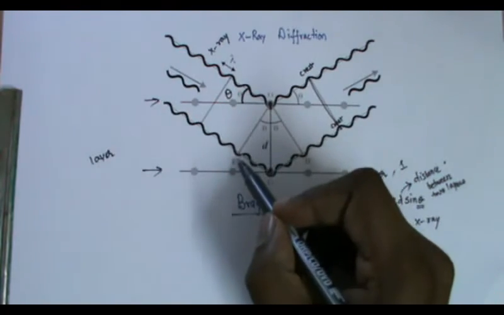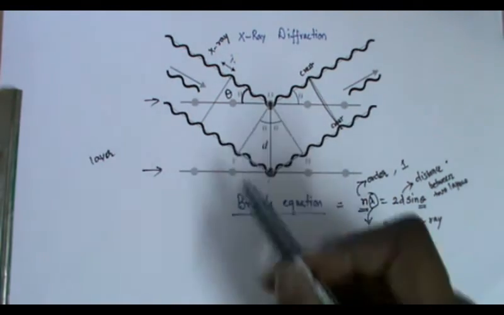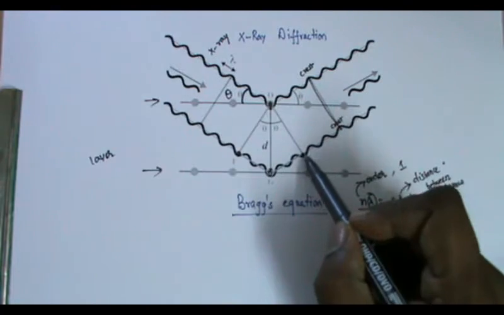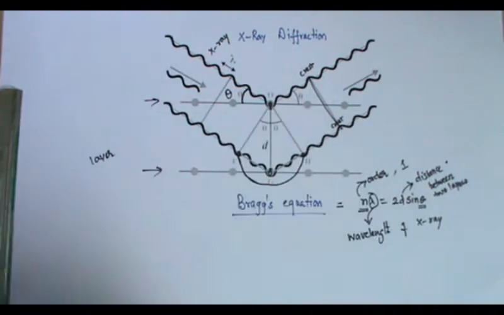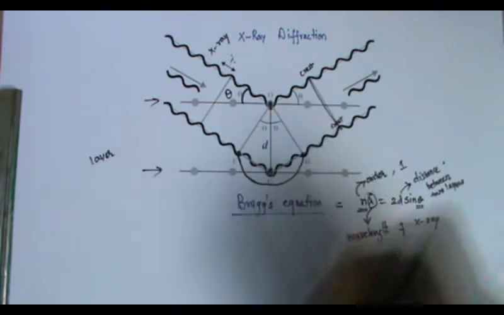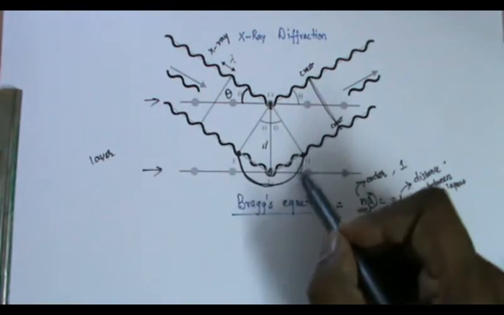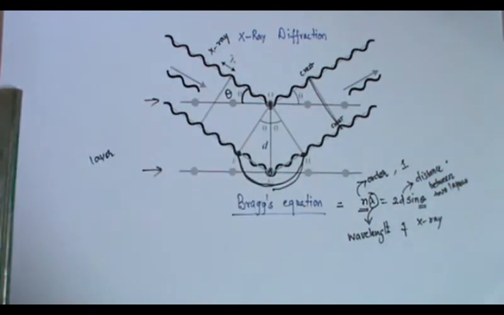and the extra time or extra distance it traveled, that is this two. This is the extra distance traveled by the X-ray. You can see I have taken like this. So this is the extra distance traveled by the second ray, not the first one. If this distance is multiples of lambda, then only it is possible. Then only it will undergo diffraction.